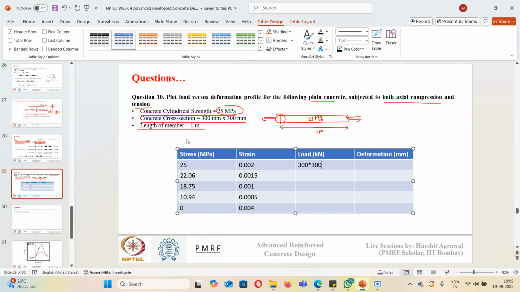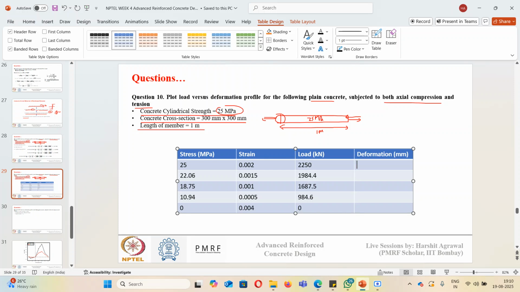So this MPa is Newton per mm square. So this will multiply by this: 25 into 300 cross 300 mm. This will give me Newton, and for kilonewton I will divide by 1000. So this will give me load in kilonewton. If you do the calculation, it will come out to be 2250 kilonewton. Similarly, for 22.06 it will be 1985.4. For 18.75 it will be 1687.5. For 10.94 it will be 984.6, and at 0 it will be 0.